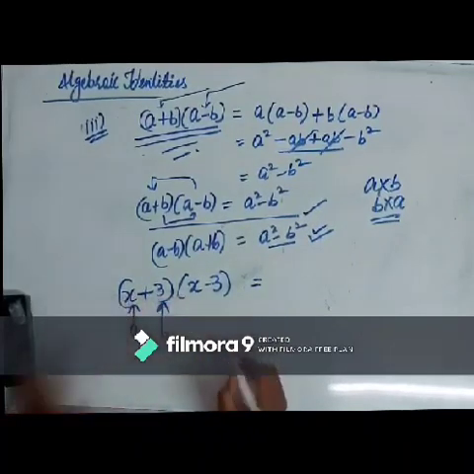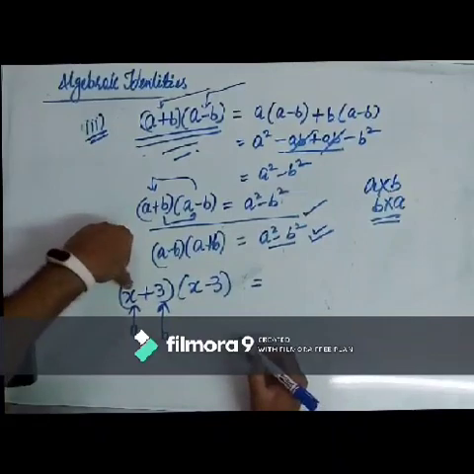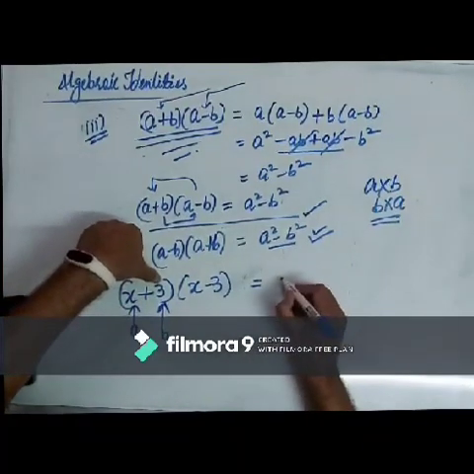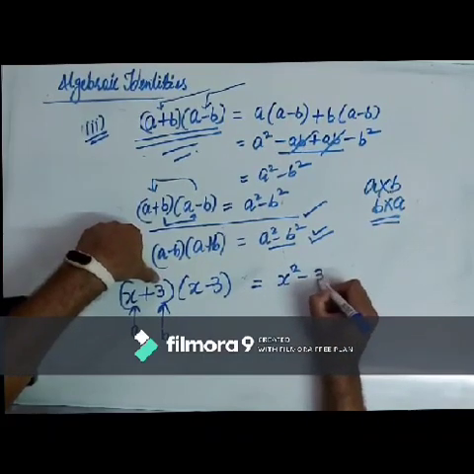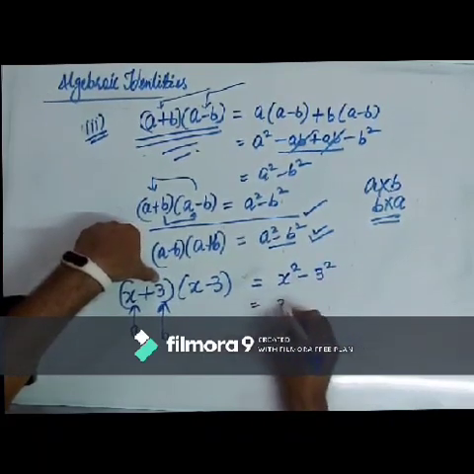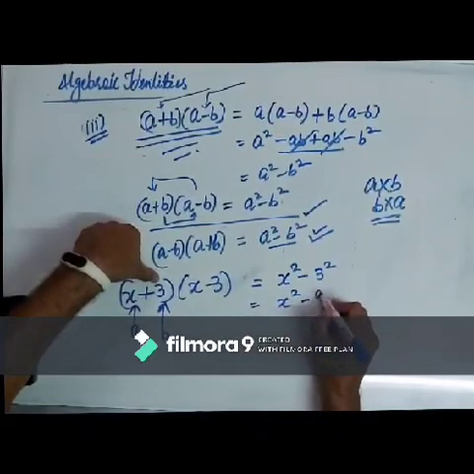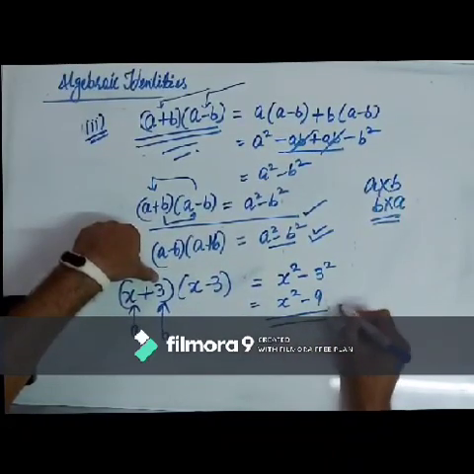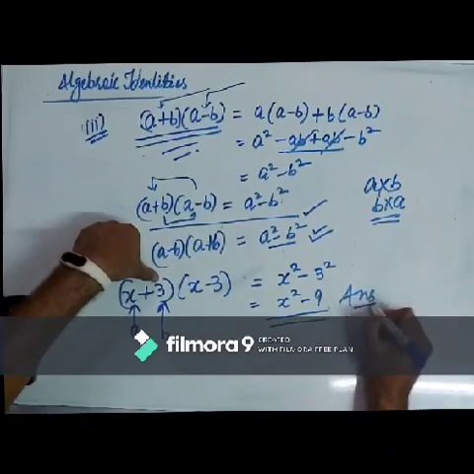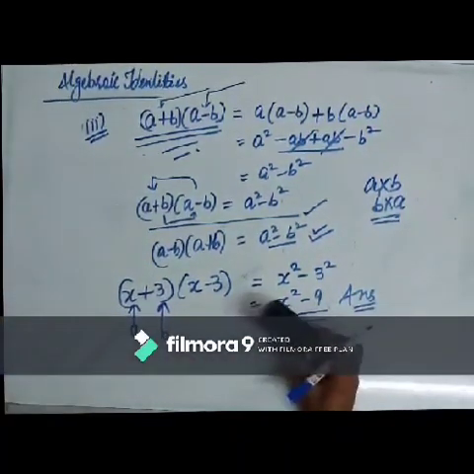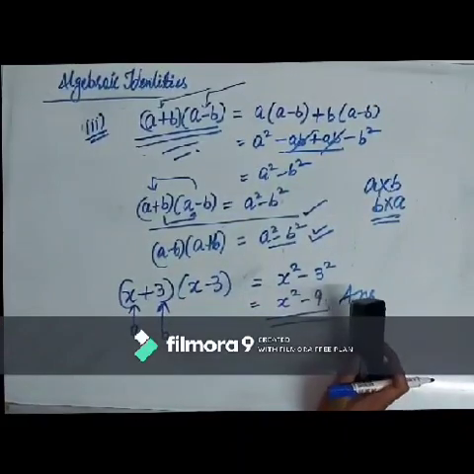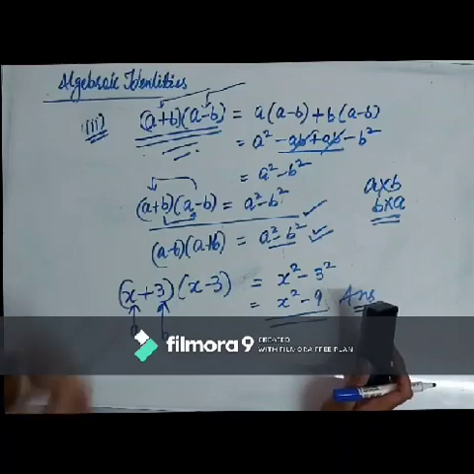Don't bother about plus and minus, right? A is x and b is 3. So this is your x square minus 3 square. So the final answer, rewritten in simplified format, is x square minus 9. All these three identities are a little bit easy, and these identities will make a few questions easier.